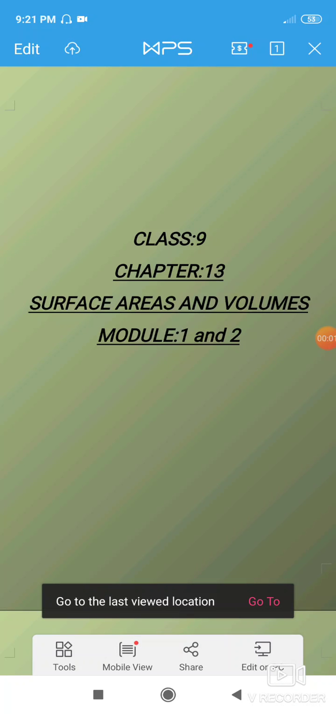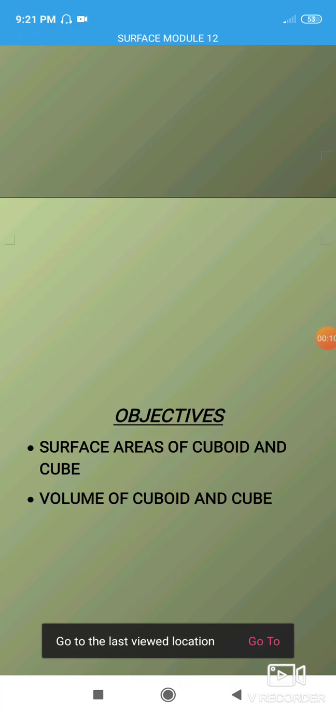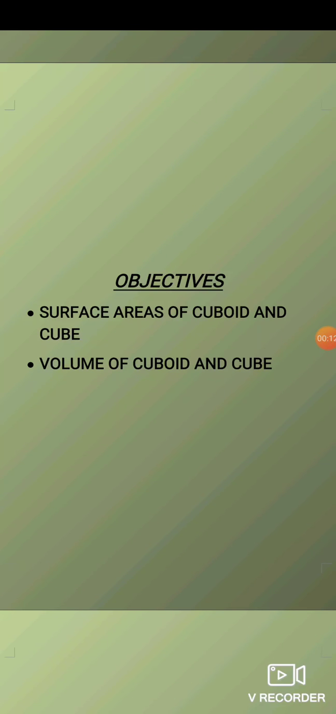Class 9, Chapter 13, Surface Areas and Volumes, Module 1 and 2. Objectives. In this module, you will learn about surface areas of cuboid and cube, volume of cuboid and cube.